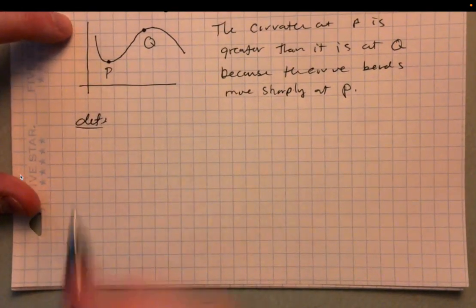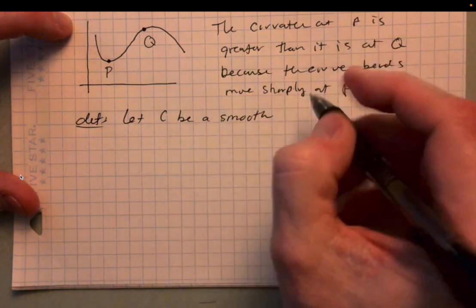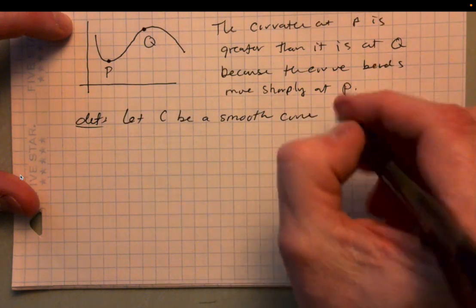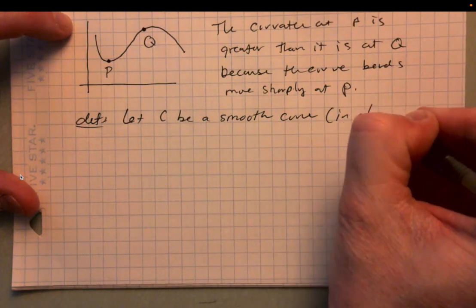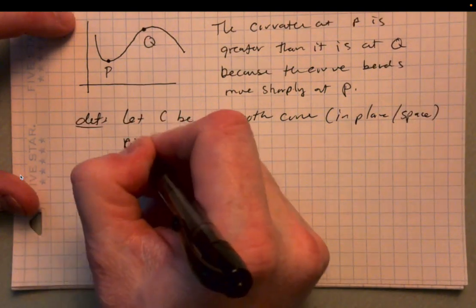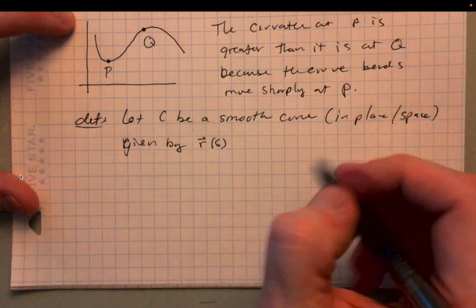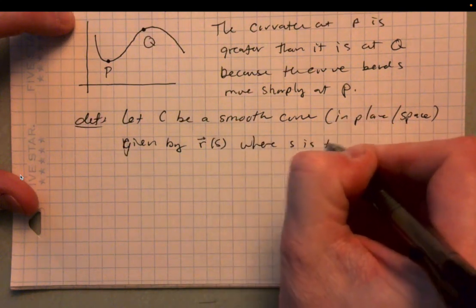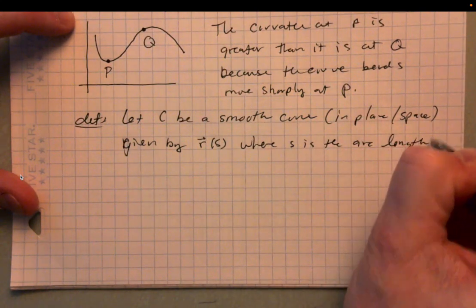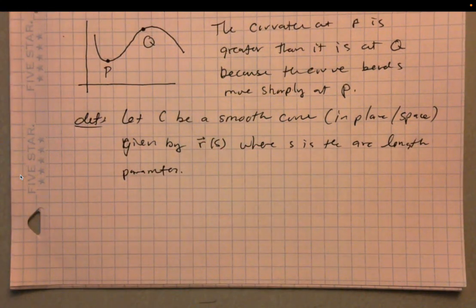So what do we mean by curvature? Let C be a smooth curve in the plane or space, given by r(s), where s is the arc length parameter. So we've got this smooth curve C in space described by r(s), where s is that arc length parameter that we just discussed.